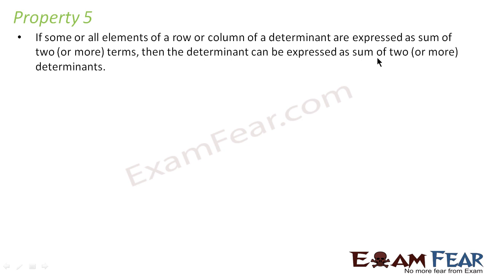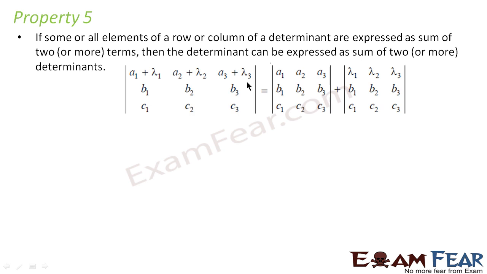So let me tell you what it means. If there is a determinant like this, which is expressed as sum of two terms, it is nothing but this determinant where you take the first element of this and other elements, plus the second determinant with alpha 1, alpha 2, alpha 3 and other elements. So if for a particular row, for example here row 1, or a particular column, you can express the elements as sum of two or more terms, then we can split the whole determinant as sum of two or more determinants. That is what the property says.